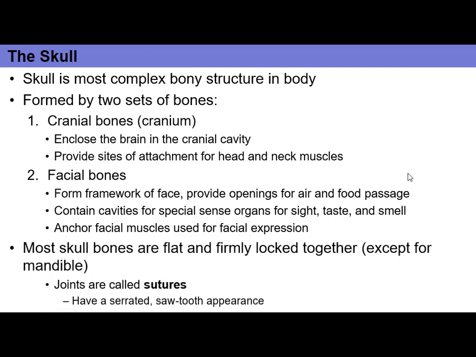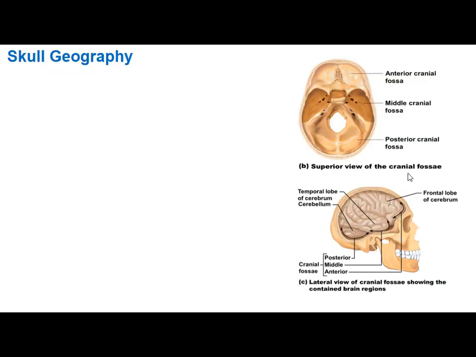Most skull bones are flat and they firmly lock together except for the mandible. So your mandible, lower jaw, that is not going to be locked in tight. It allows for movement, again, chewing, moving of your jaw, but also can be easily disrupted. When we talk about your skull, even though they are locked together, those joints are called sutures, and that's because we had to grow into our skull as we were babies. We had soft spots, and we'll talk a lot about that as we move on towards the end of this unit when we look at the development of our skull. So here's the skull geography. You guys have this picture on your notes sheet.